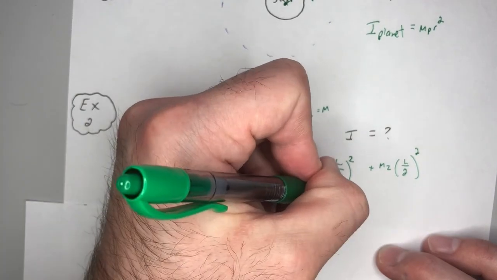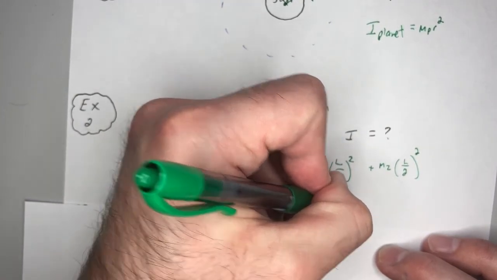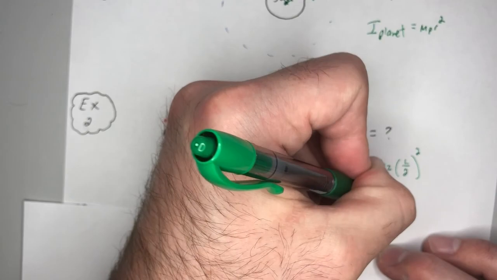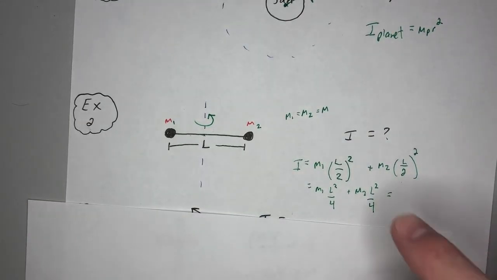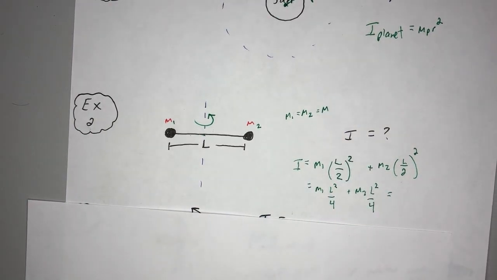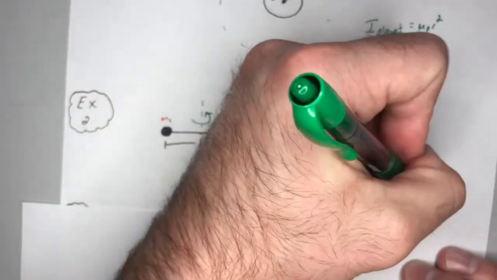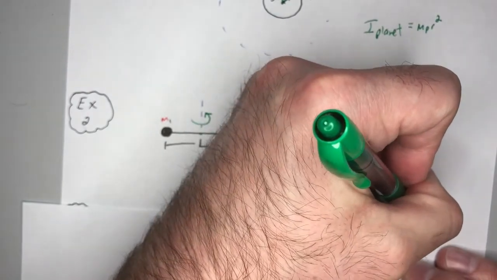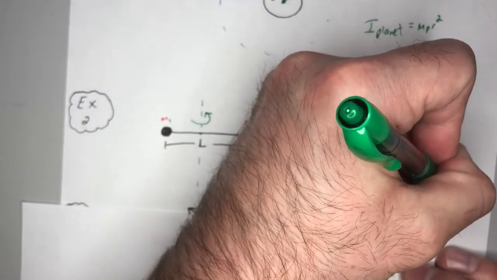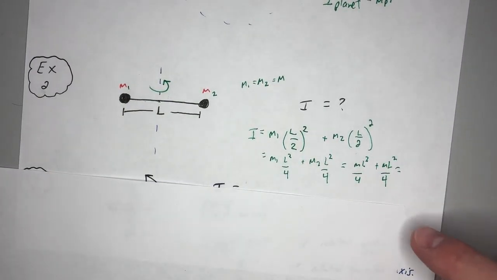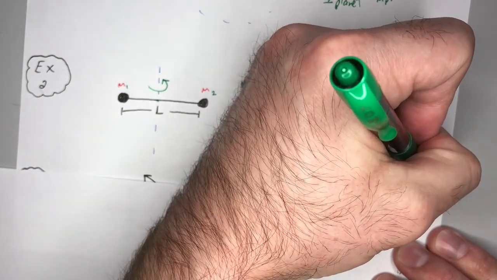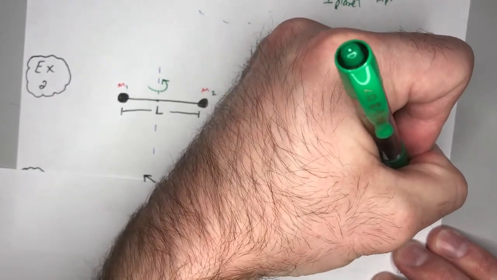It's going to be m1 L squared over 4 plus m2 L squared over 4, and I made a note here, m1 equals m2, this column m. So let's just say m L squared over 4 plus m L squared over 4. That'll be 2mL squared over 4. So your final answer will be mL squared over 2. That is your moment of inertia for the 2-point mass system.